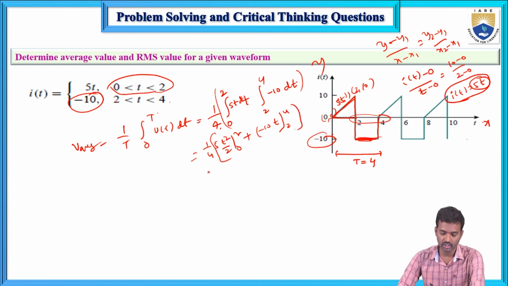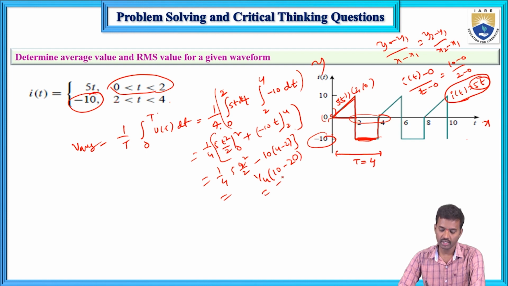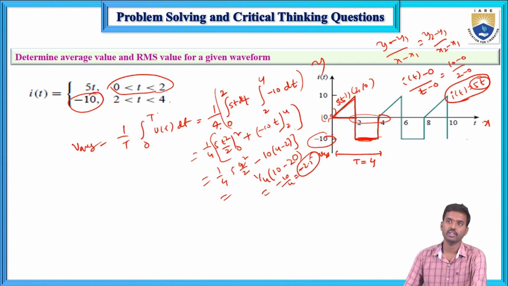Now if you simplify this equation, 1 by 4, 5 into 2 square by 2, plus minus 10 into 4 minus 2. So the simplified value is 1 by 4 into 5 into 2, that is 10, minus 20. So this one is minus 10 divided by 4, that equals minus 2.5, which is the average value.